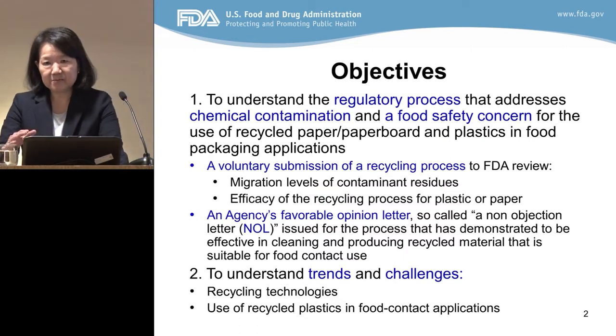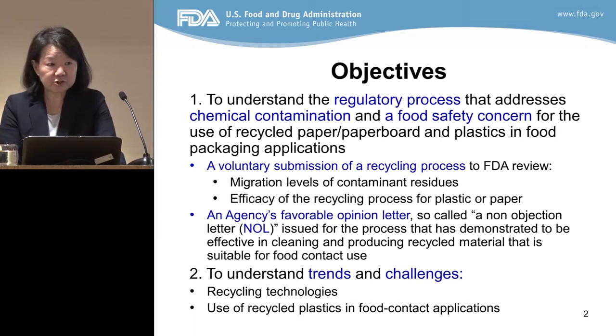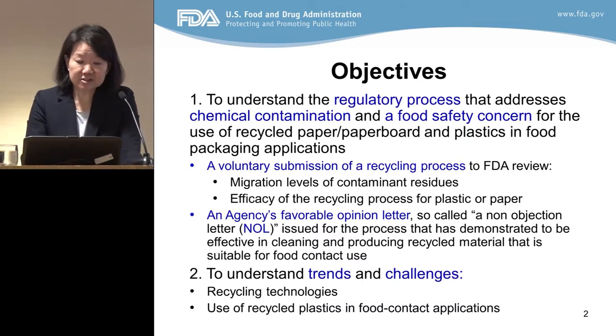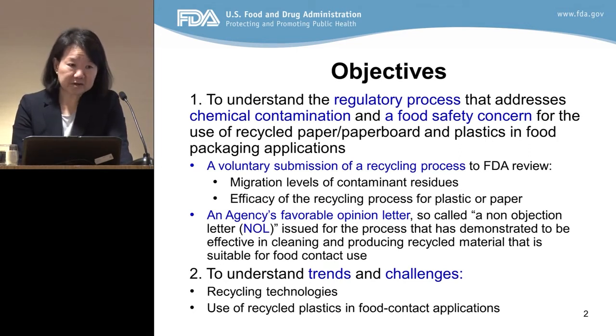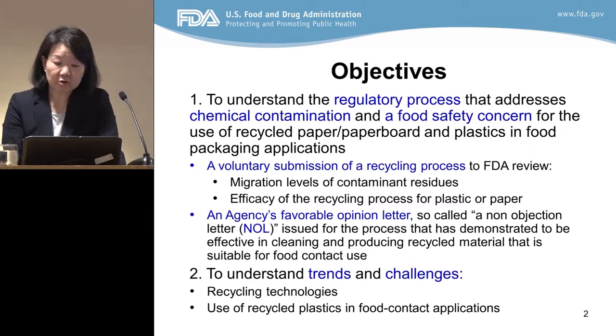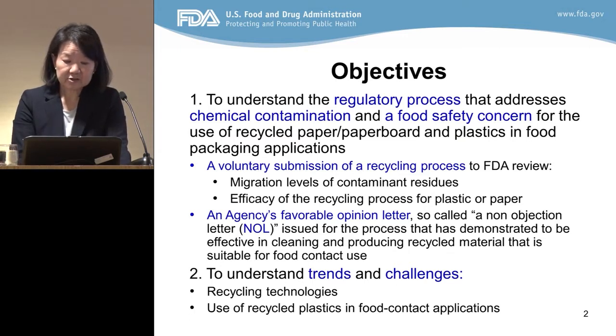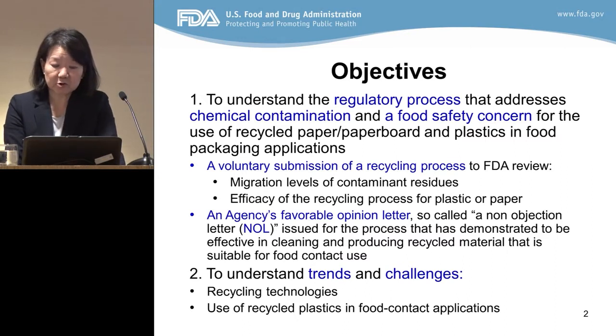Instead of giving you an outline of my presentation, I want to share my objective. One is to understand the regulatory process that addresses chemical contamination and food safety concern for the use of recycled paper, paperboard, and plastic in food packaging applications. The regulatory process involves two things. One is a submission, which I call the voluntary submission of the recycling process to FDA, and FDA will review it. After FDA determines that the process is effective, we issue an agency federal opinion letter, or so-called non-objection letter. That letter is issued for a process that has demonstrated to be effective in cleaning and producing recycled material that is suitable for food contact use.